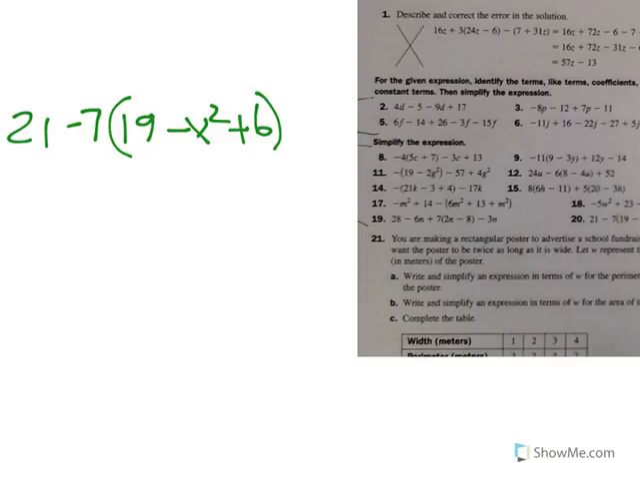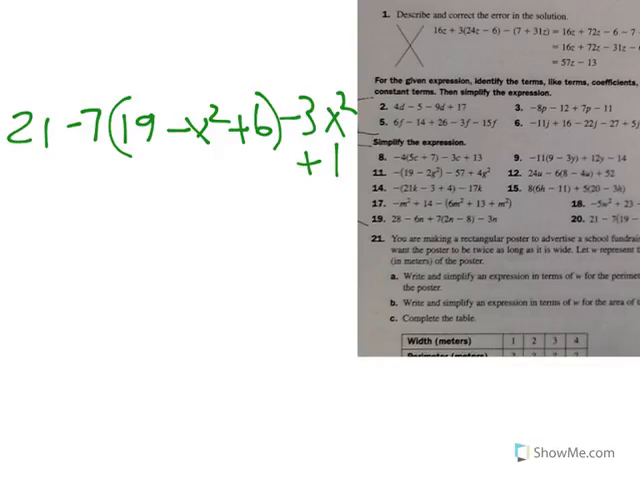So let's, you can't see this one written here, but I'm going to write it out. It's problem number 20, and it's 21 minus 7 times 19 minus x squared plus 6 minus 3x plus 1 plus 1. That's a long thing.